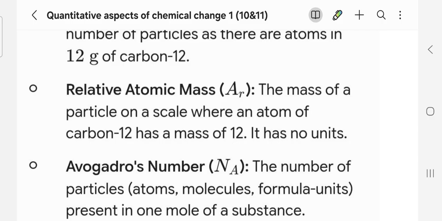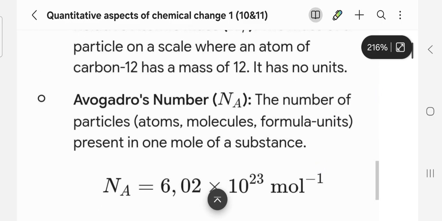All right, we move on now to another definition. The other definition that we have is Avogadro's number, and Avogadro's number can be denoted as Na. What is Avogadro's number? Avogadro's number is the number of particles, and by particles we mean atoms, molecules, or formula units. So when we talk of Avogadro's number, we are saying it is the number of particles which are present in 1 mole of a substance.